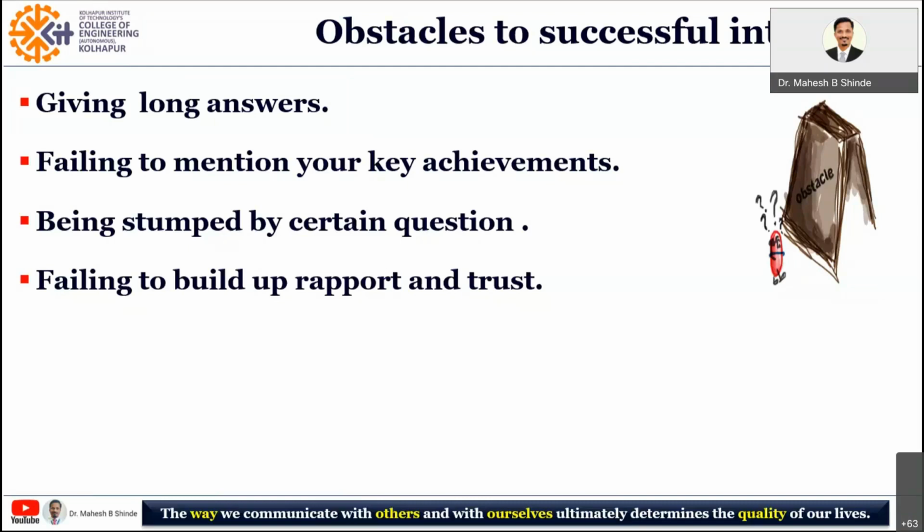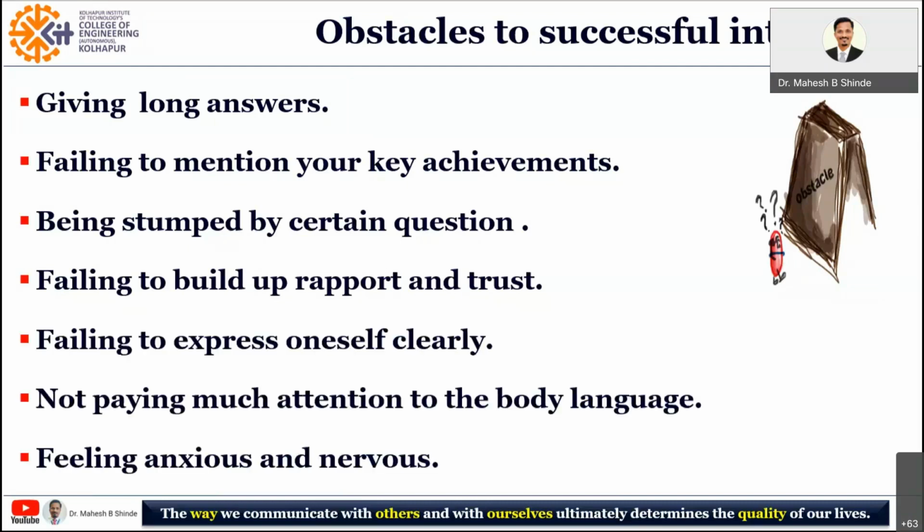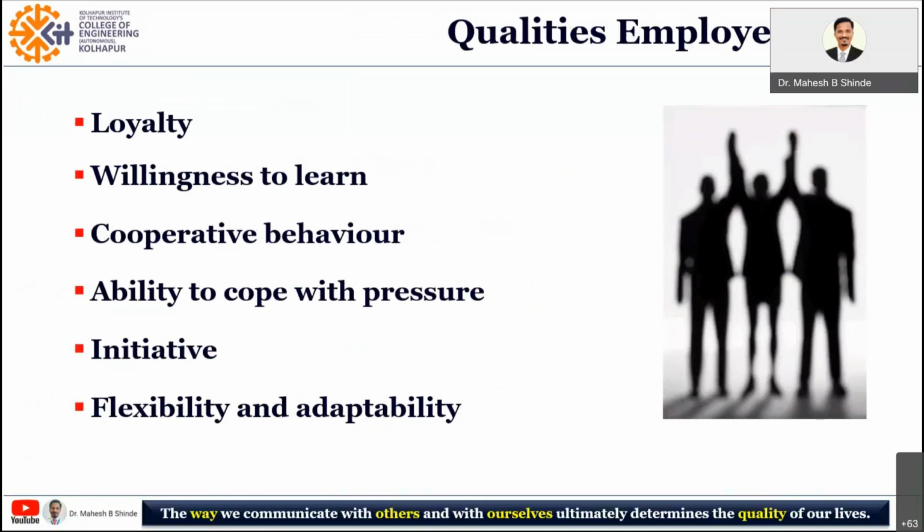Okay, so build a good rapport. Failing to express oneself clearly, right? That may also create a problem. Not paying much attention to body language. Okay. Feeling anxious and nervous. That may create problems. What are the qualities employers look for in you?